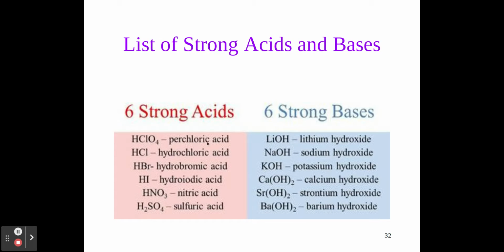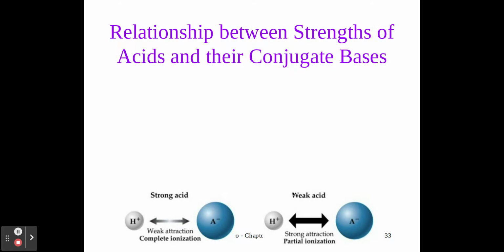So again, here's the strong acids: perchloric, hydrochloric, hydrobromic, hydroiodic, nitric, and sulfuric. And then these are the strong bases. So these are the main ones: lithium hydroxide, sodium hydroxide, potassium hydroxide, calcium hydroxide, strontium hydroxide, and barium hydroxide. Okay, but these aren't the only acids and bases. Okay, these are 6 strong acids and bases.